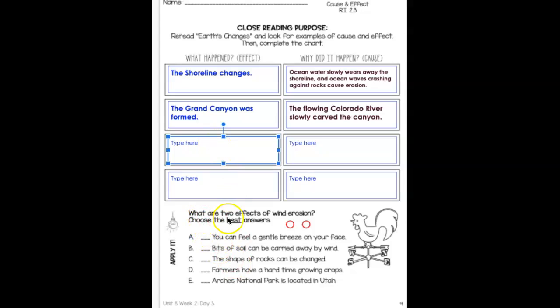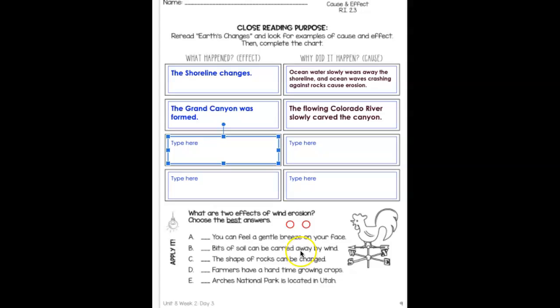And let's see, what are 2 effects? This is your exit slip. What are 2 effects of wind erosion? Choose the best answers. So here you're going to use your 2 red circles and you're going to choose 2 of your best answers to answer that question.